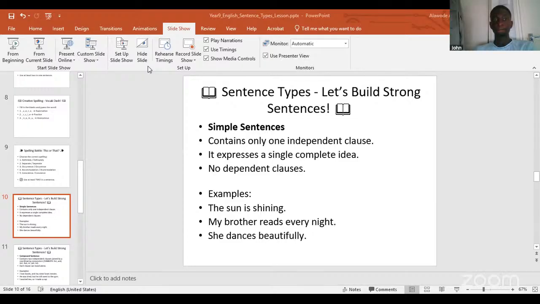So a simple sentence is one straight sentence that makes sense on its own. It has a verb. You can see it in the next one. It expresses a single complete idea. It's not left hanging. You're not wondering what's going on. It has a subject. You know what a subject is? The person performing the action.